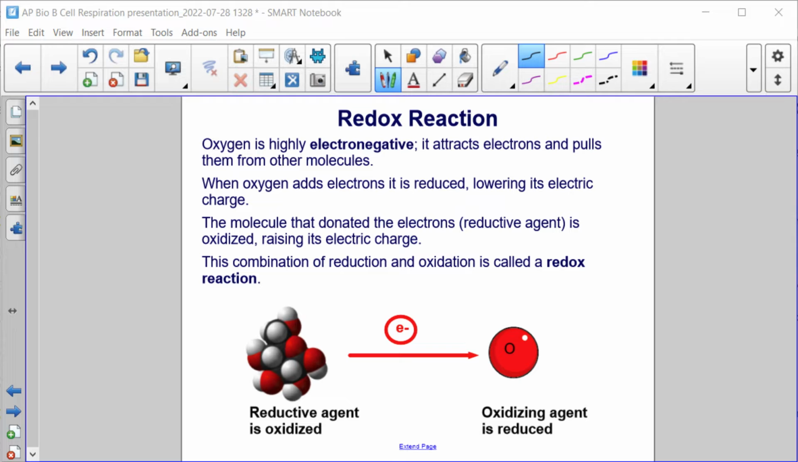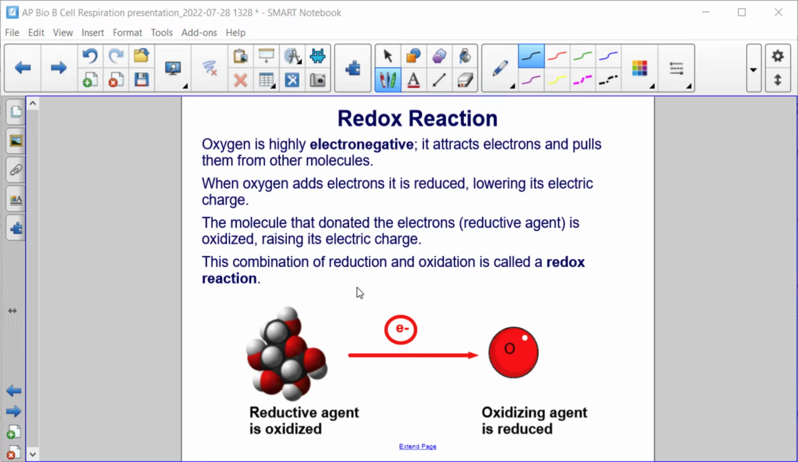Let's take a look at a redox reaction. Oxygen is highly electronegative, meaning that it attracts electrons and pulls them from other molecules. When oxygen adds electrons, it is reduced, lowering its electric charge. The molecule that donated the electrons, the reducing agent, is oxidized, raising its electric charge. This combination of reduction and oxidation is called a redox reaction.